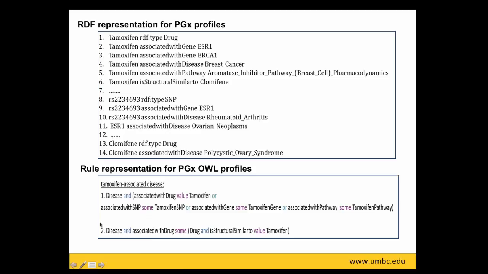And by using chemical structure, we can also simply define inference rules, like one of the diseases is associated with one of these drugs, and this drug has a structure similar to tamoxifen. Then by using these predefined inference rules, we can automatically run the inference engine to retrieve this information.